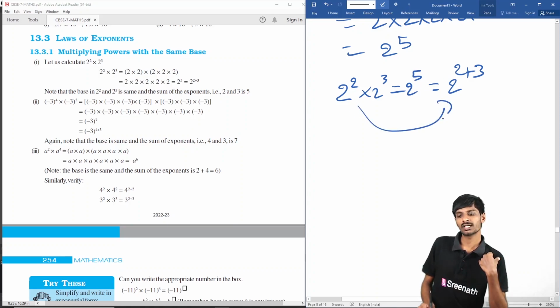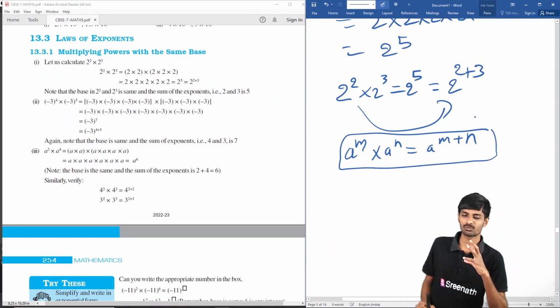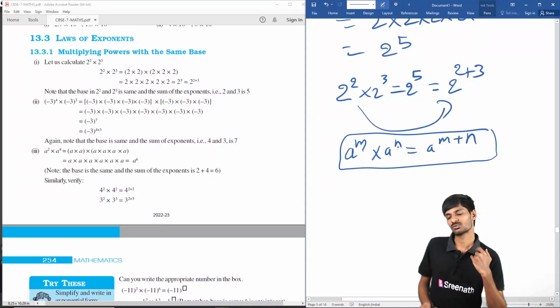So if you just look at this, a power m into a power n is equal to a power m plus n. This is the basic law of exponents. Any term can be written like this. If you have the same bases and different exponents and there is a product, then they can be written as the same base, and we just add the exponents.